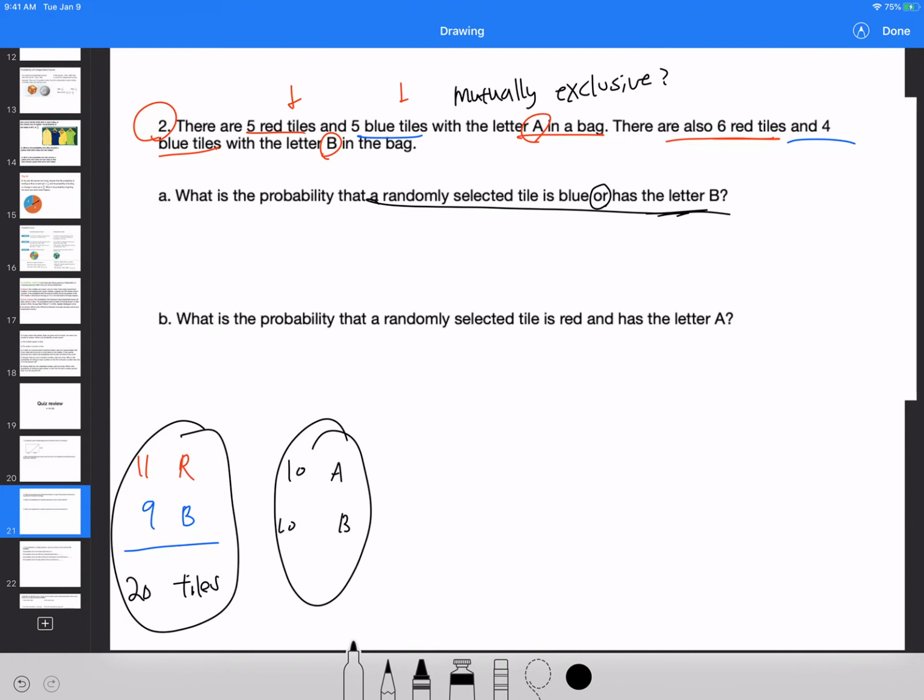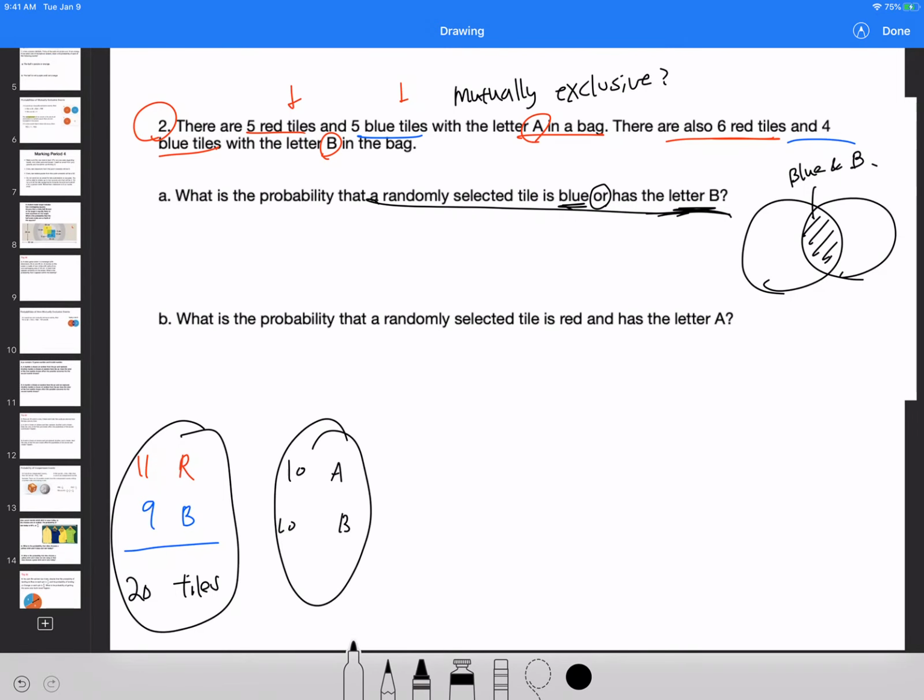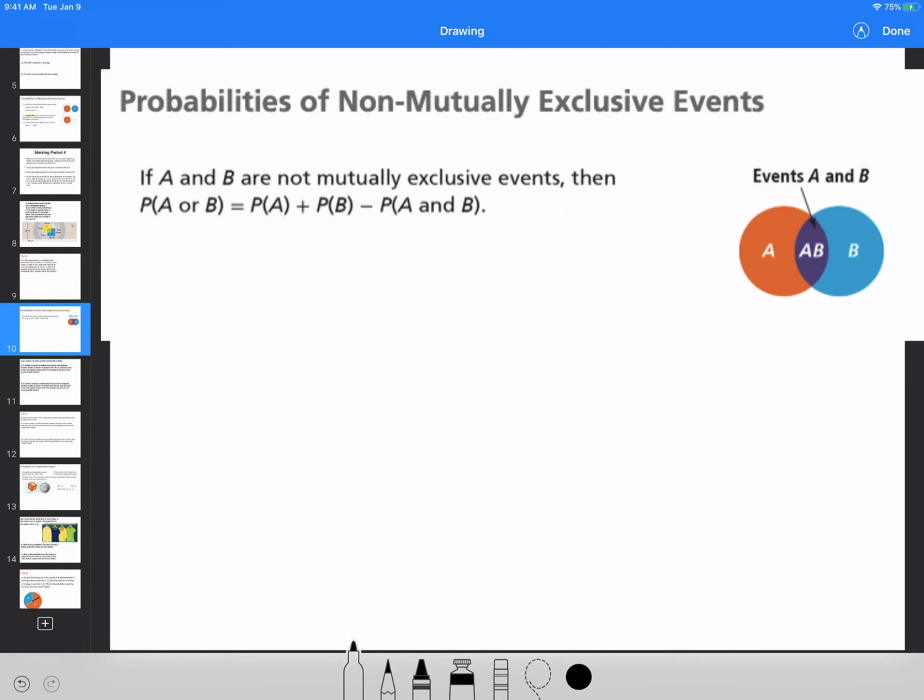Well, the problem here is that there could be a blue card with a letter B. There is an overlap, right? There are some cards in the middle that belong in both the category blue and B. So if you think about the previous couple of slides, the formula that I've given you, this is a non-mutually exclusive event because there's an overlap.